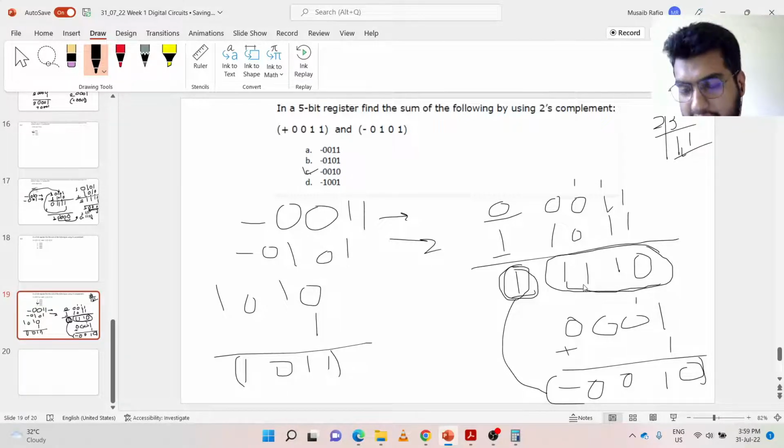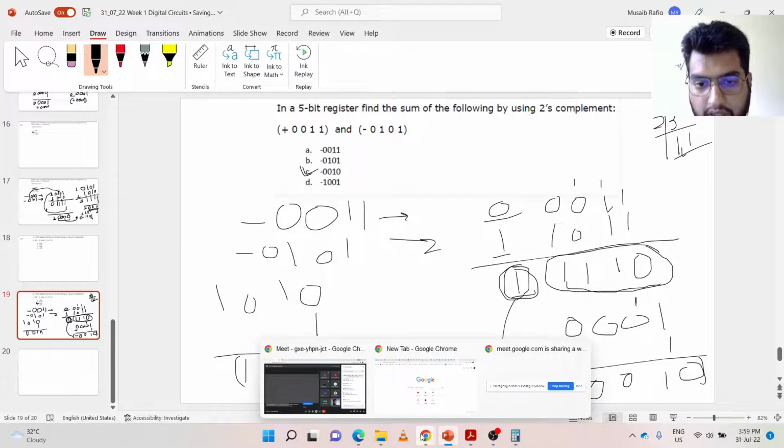Just like I said previously, we will take the 1's complement first. That is, change 1 to 0 and 0 to 1. So it will be 0 0 0 1, and add 1 to the LSB. So 1 plus 1 is 0, then 1, then 1 plus 0 is 1, giving 1 0 0. So my answer in the 5-bit register using the 2's complement method is minus 0 0 1 0.